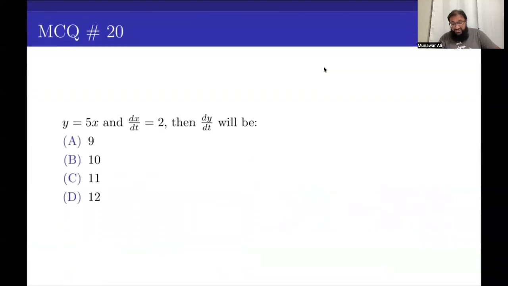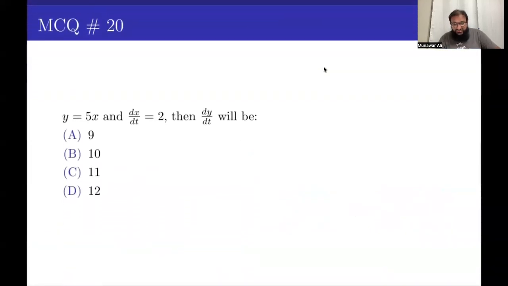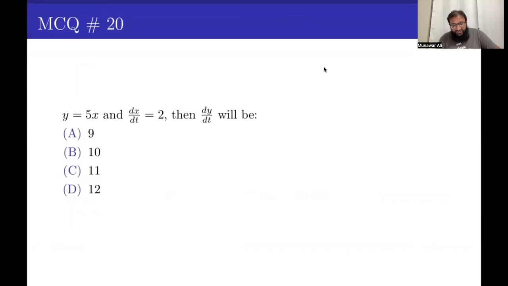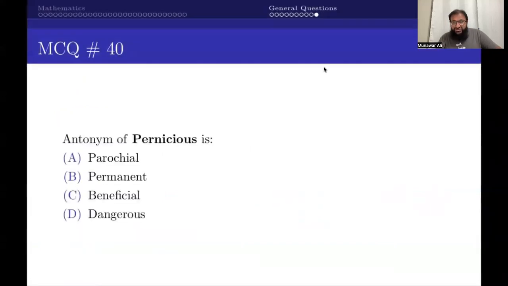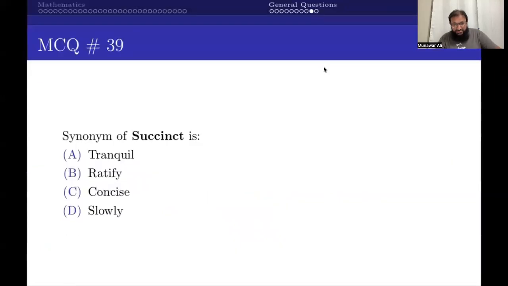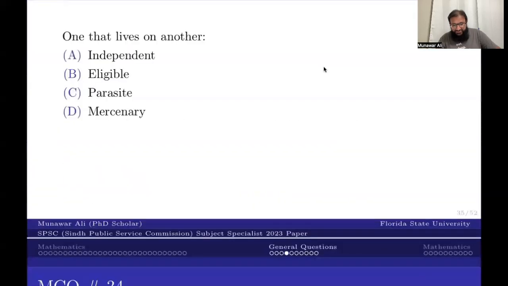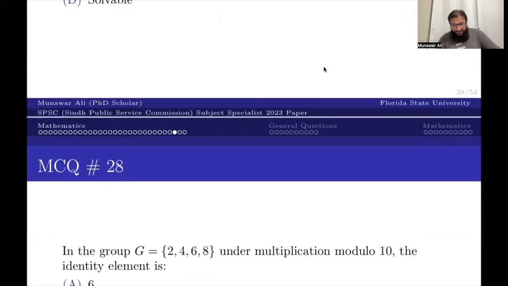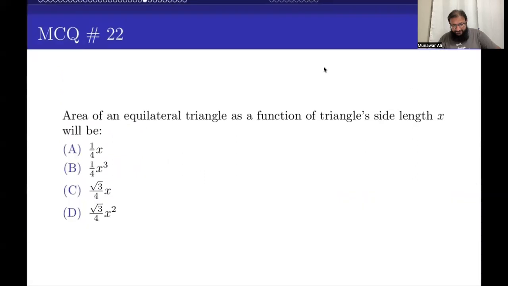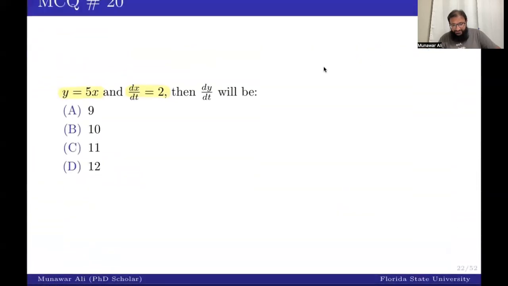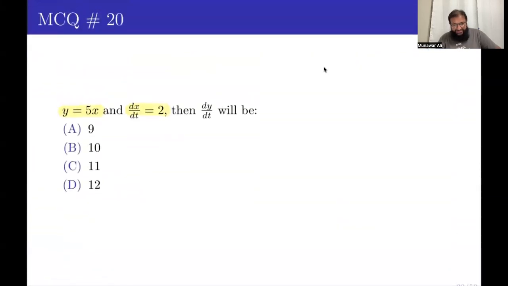So the last MCQ for this part of this video is very simple, which says that we are given y is equal to 5x and dx by dt is 2, then what's going to be the value of dy by dt? Oh, am I mistaken? Oh, sorry. Yeah. So it's MCQ 20.